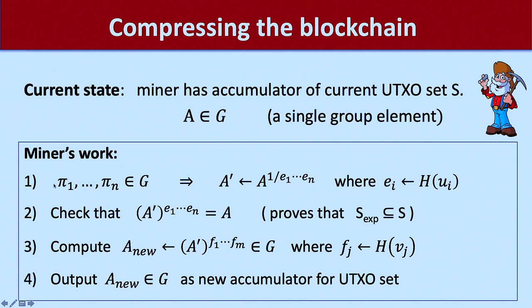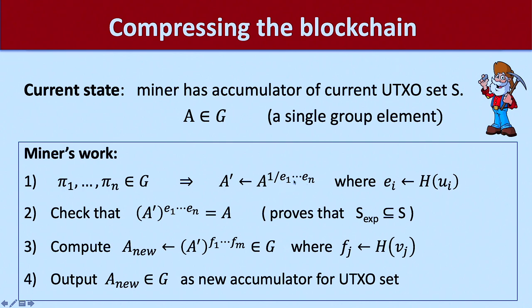Okay, so let's expand a bit on what the miner has to do. The miner is going to take proofs of inclusion. Every transaction that contains a UTXO comes with a proof that this UTXO is in the current unspent set. So n transactions come in, n UTXOs come in, and they come with n proofs. What the miner has to do is remove them from the accumulator.